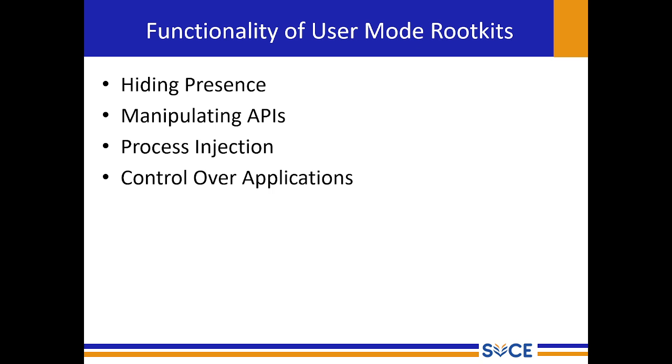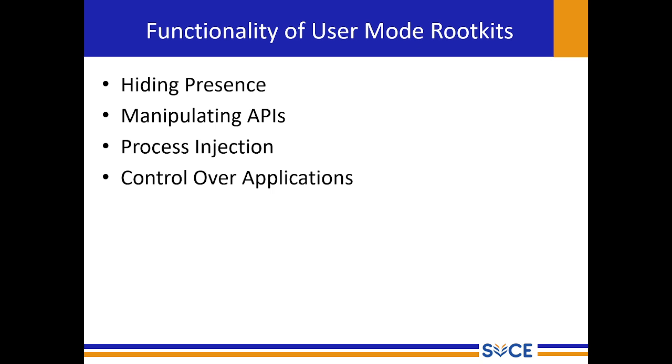The functionality of user mode rootkits. Hiding its presence: user mode rootkits can conceal files, processes, and network connections from the user and the security software, which makes it difficult to detect their presence. Manipulating the APIs: user mode rootkits often hook or modify API calls to intercept and alter the data returned to any application, which in turn helps them to hide activities or present false information.